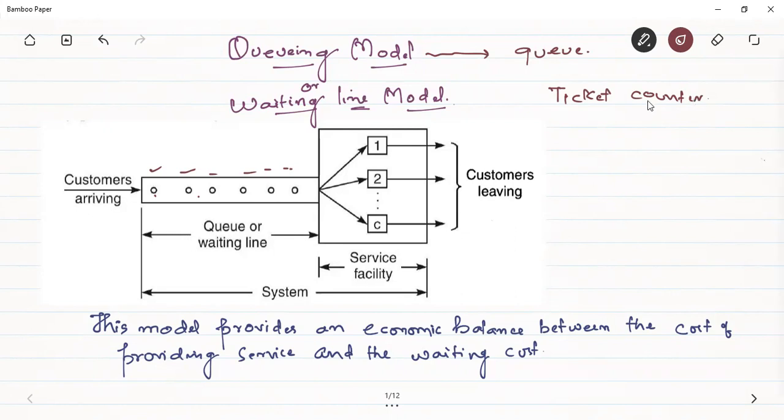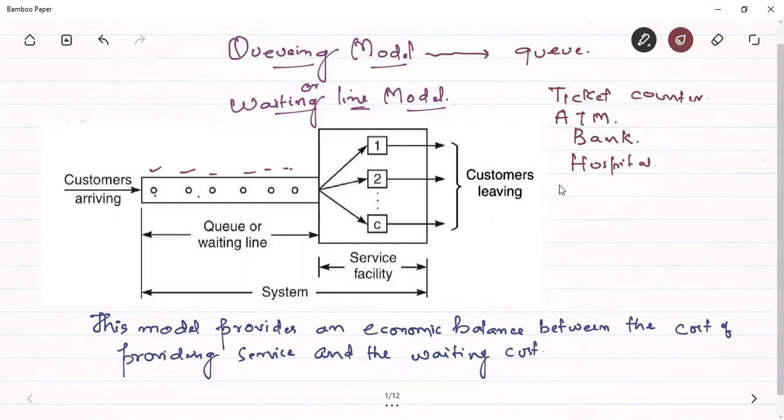Another example you can see is an ATM. ATM में भी क्या है, लोग खड़े होते हैं in the queue to withdraw the money from the ATM. Another example where you can see the queue is a bank. People come to the bank to get the service. Another example is a hospital or a doctor's clinic. The patients are waiting in the queue so that they are able to meet the doctor and get the treatment from the doctor.